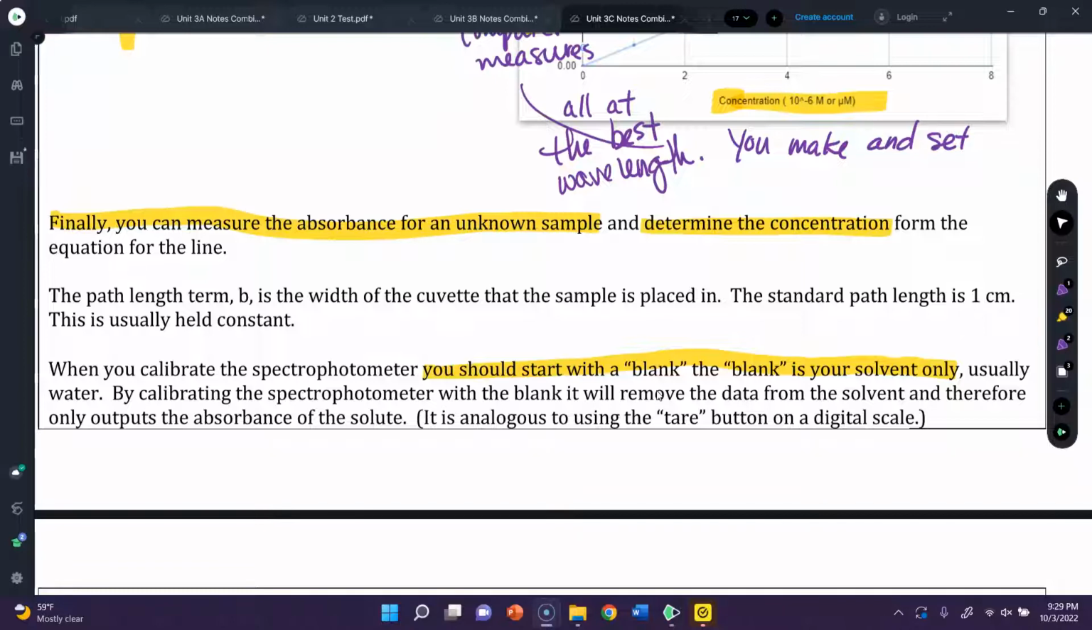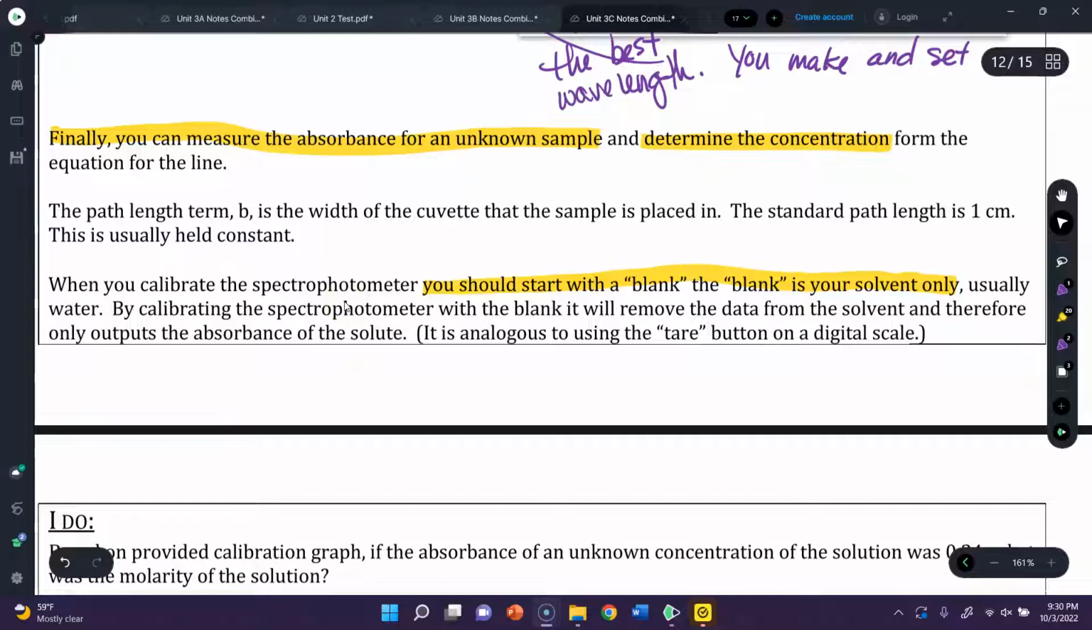So it's kind of like taring for your spectrophotometer, like you tare a digital scale to zero out the weigh boat that you use or whatever's on there, a beaker. By using a blank, you're setting a baseline 0 for the machine, and then you're changing your concentrations from there. You're telling it what concentration of 0 looks like.